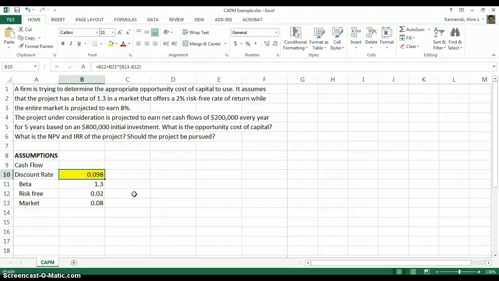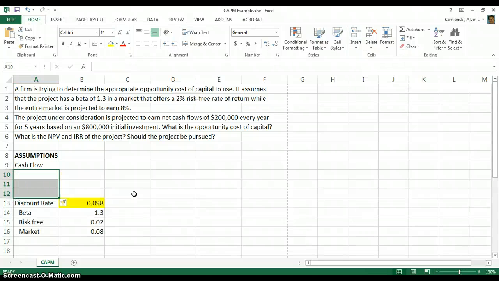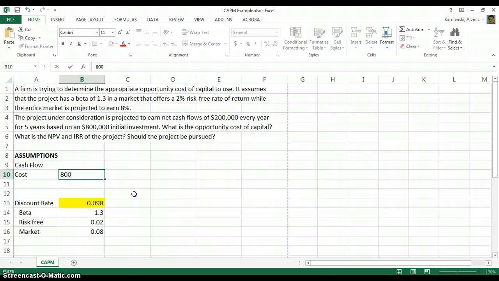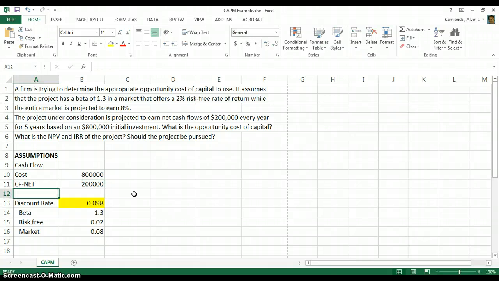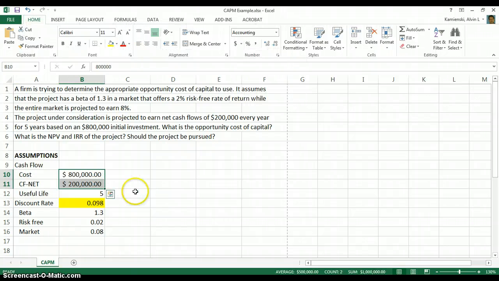9.8%. So now let's go ahead and insert our three cash flow related assumptions. We see that the cost of the project is going to be $800,000, that the cash flows net will be $200,000, and that the useful life of the project is 5 years. So let's go ahead and subordinate those and make those dollar signs. And now we're ready to move on to our standard NPV analysis.